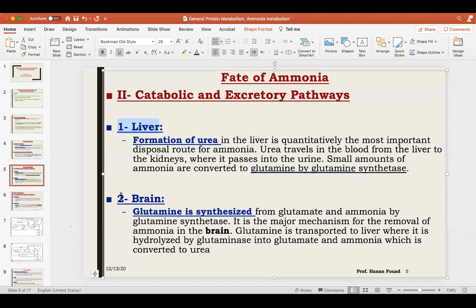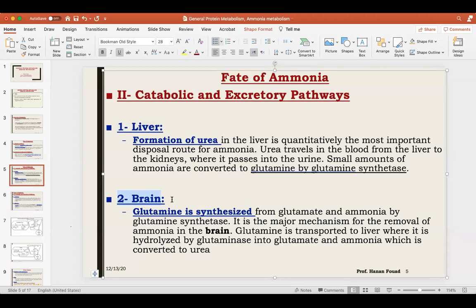The brain. The brain does not have enzymes for urea synthesis. As I said, ammonia is toxic. It should be removed from the blood. It is toxic to the brain. It leads to death and stops brain function. It's highly toxic. The liver removes ammonia from the blood by converting ammonia into urea. But the brain does not have enzymes of urea synthesis.